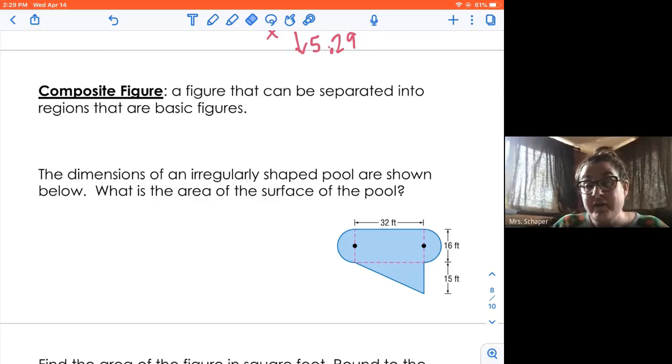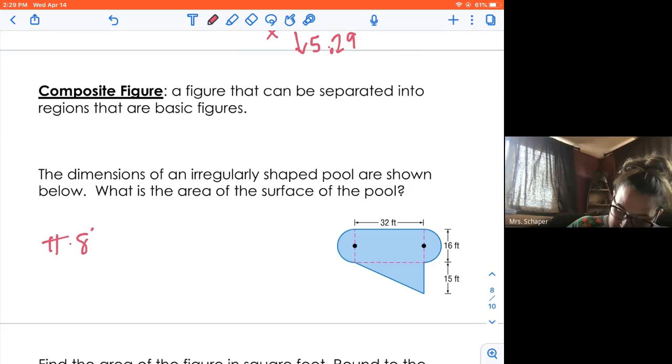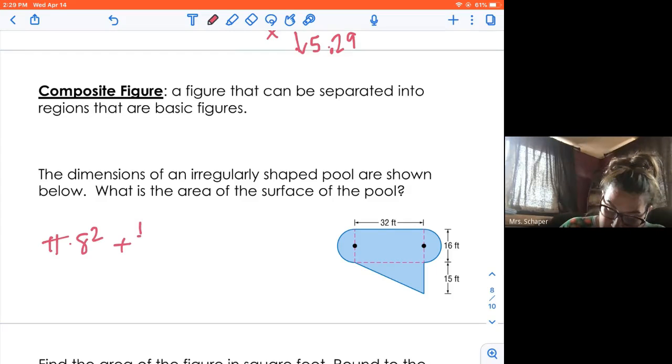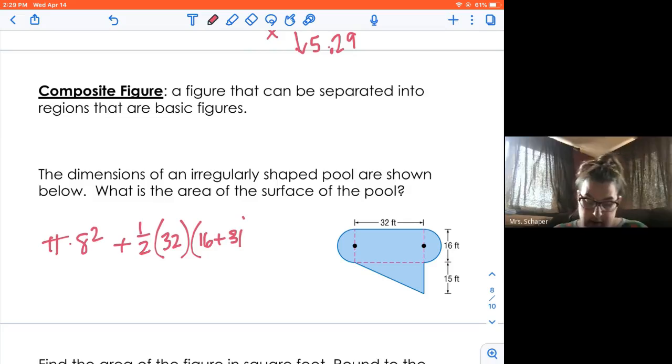Okay. So we want to figure out the area of this pool. Well, I have 2 semicircles. So together that's 1 circle. So I can take pi times radius squared. And then you can either do a trapezoid, or you can do a rectangle and a triangle. If I do a trapezoid, I'm going to add 1/2 the height times the sum of the 2 bases, 16 plus 31, and put that together.